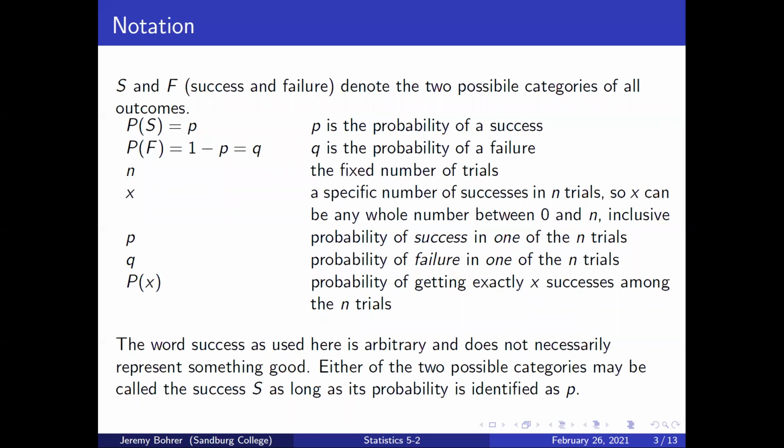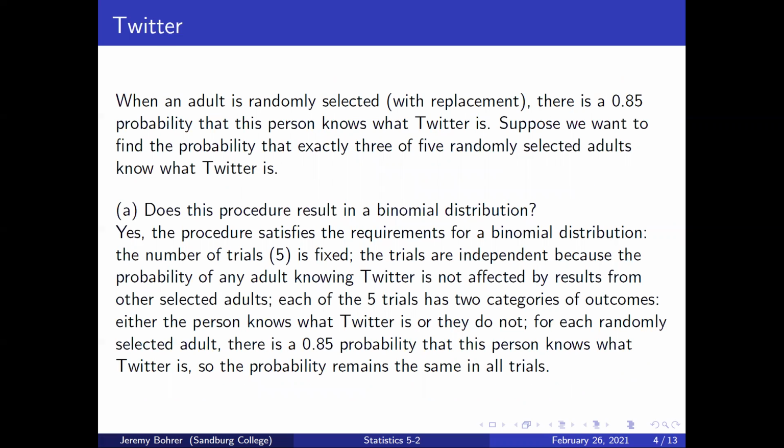X is a specific number of successes in n trials, so X can be any whole number between 0 and n inclusive. P is the probability of success in one of the n trials. Q is the probability of failure in one of the n trials. And the probability of X is the probability of getting exactly X successes among the n trials. The word success, as used here, is arbitrary and does not necessarily represent something good. Either of the two possible categories may be called the success, S, as long as its probability is identified as P.